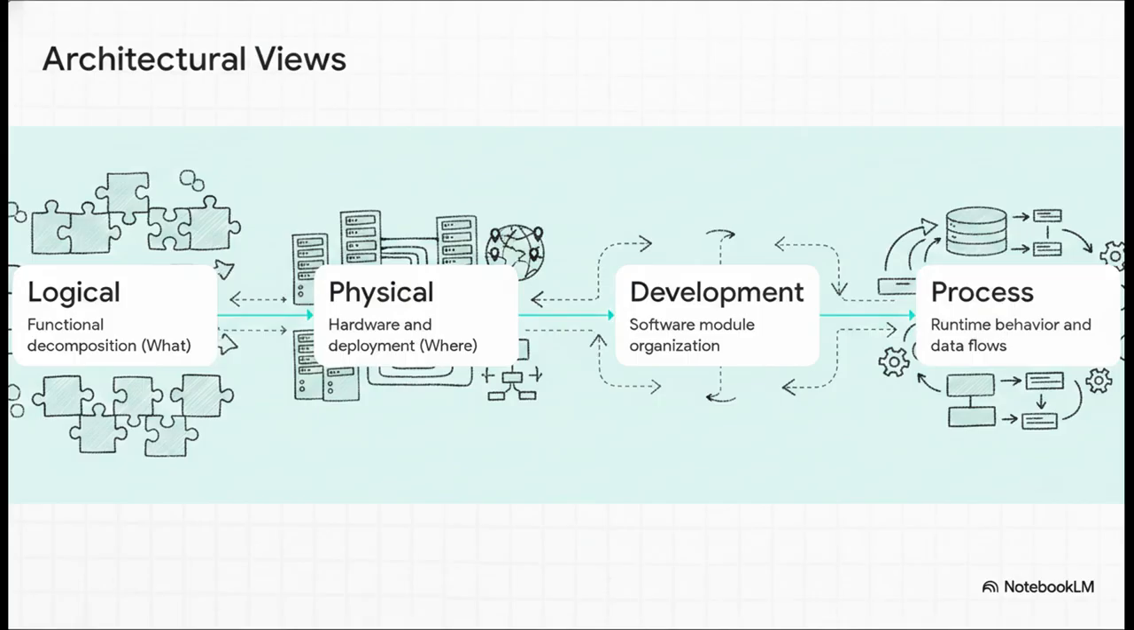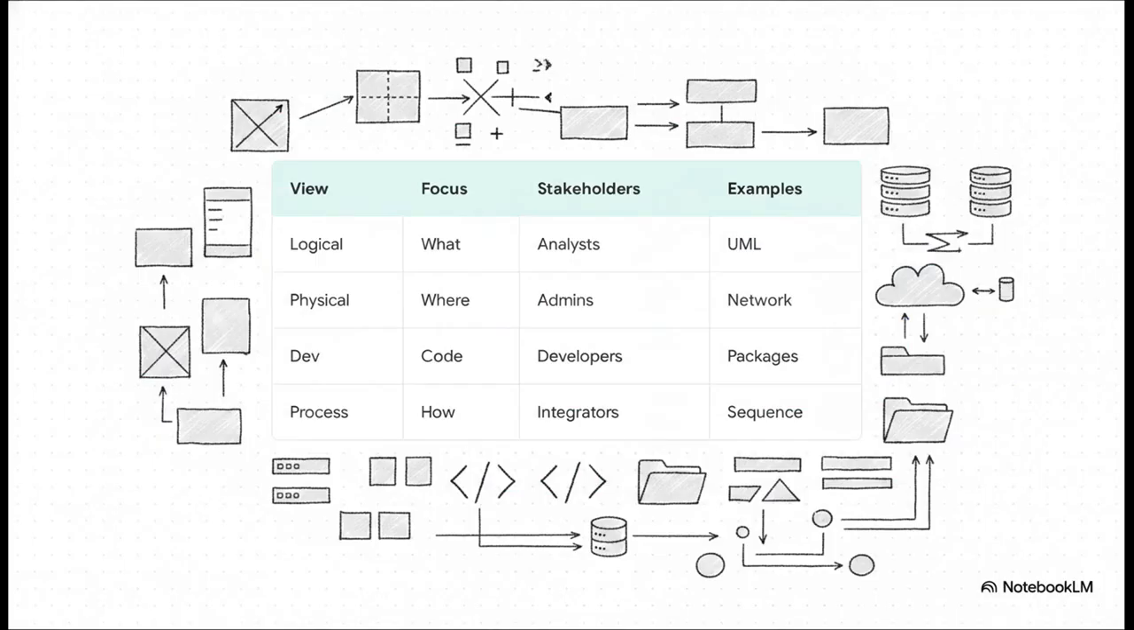Step 2 is the physical view, the where. Step 3 is development, focusing on the code. And step 4 is process, looking at the runtime. By breaking it down like this, everyone gets exactly the context they need.